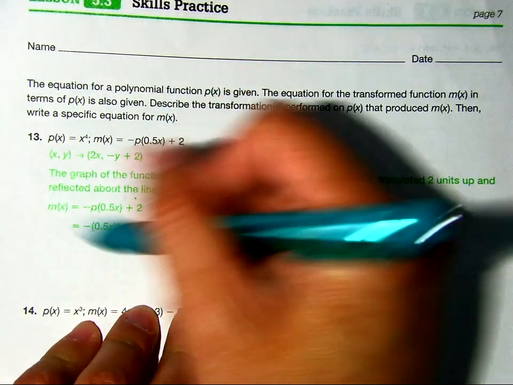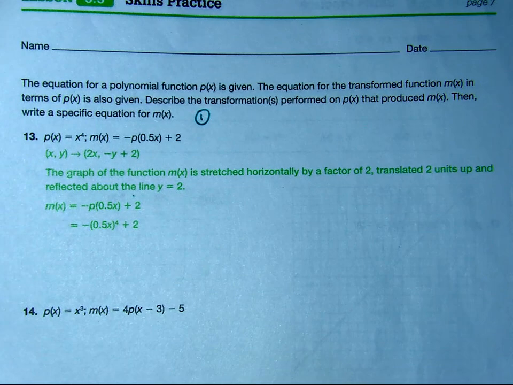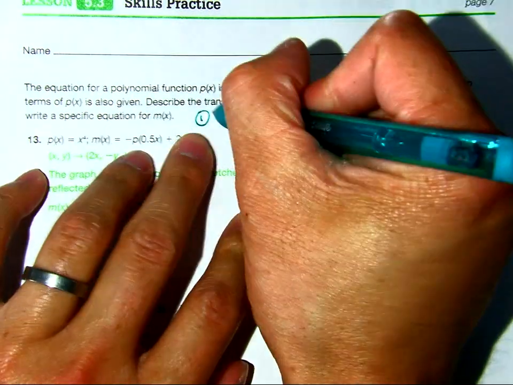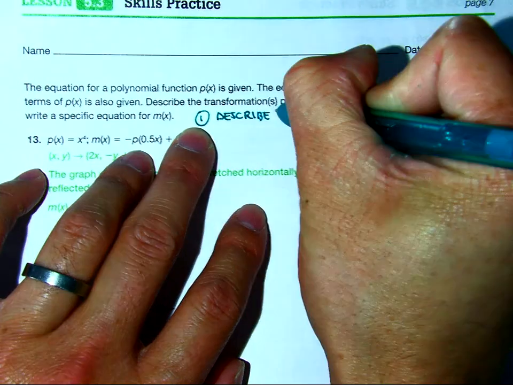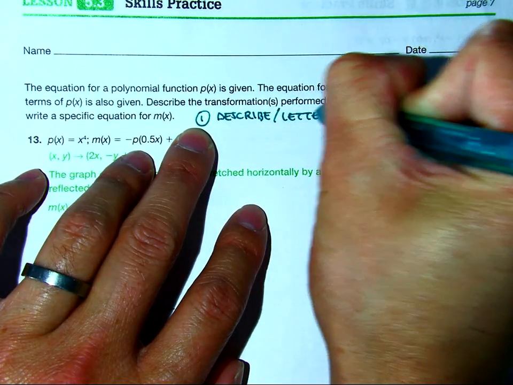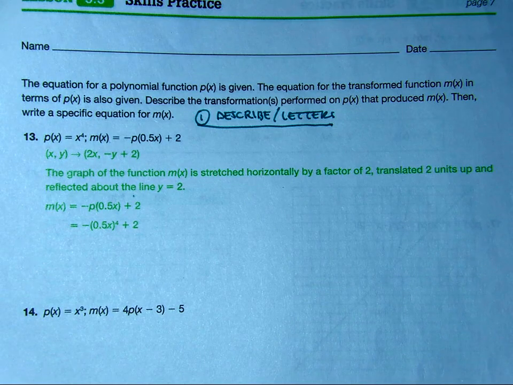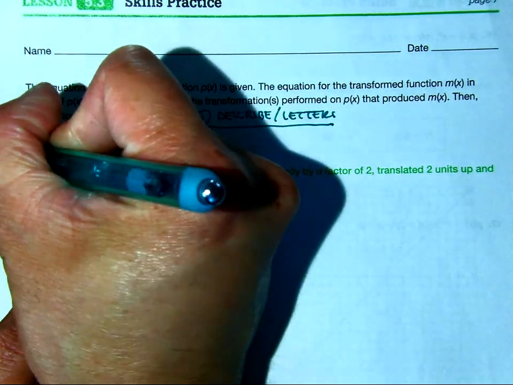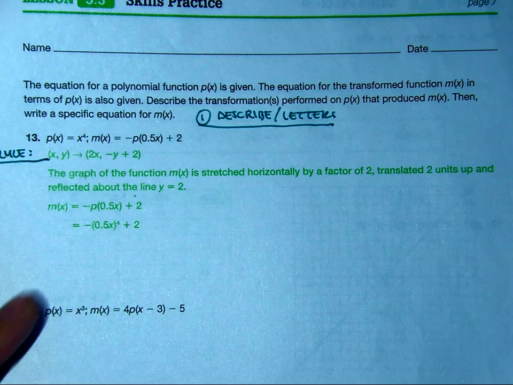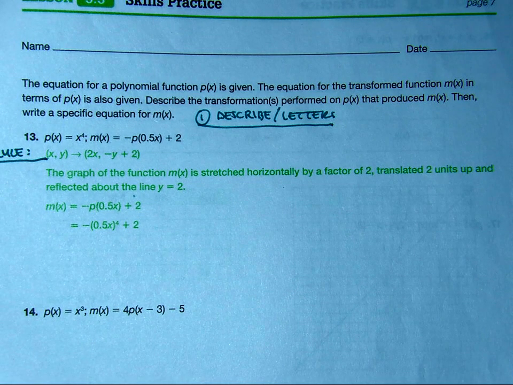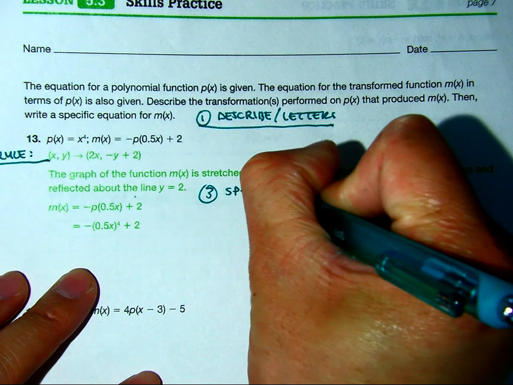All right, so although this is a worked out example, here's a couple of things that might help you. Just copy this down. We need to describe, and describe is using our letters. I'll model that for you. The second thing we need to do is create a rule. Everyone say a rule. And the third thing we need to do is get a specific equation.